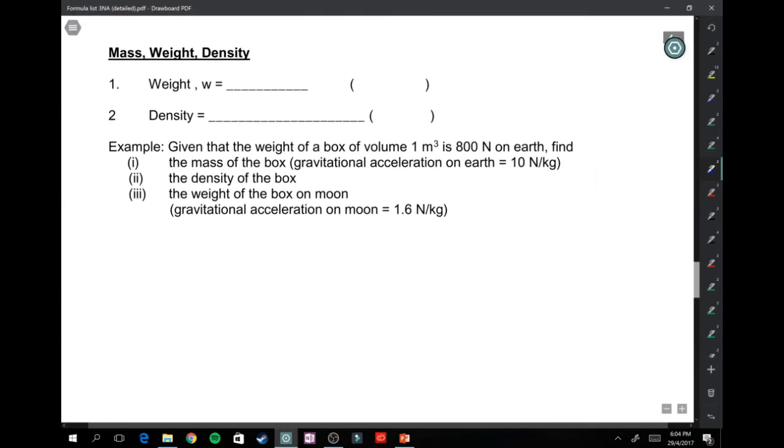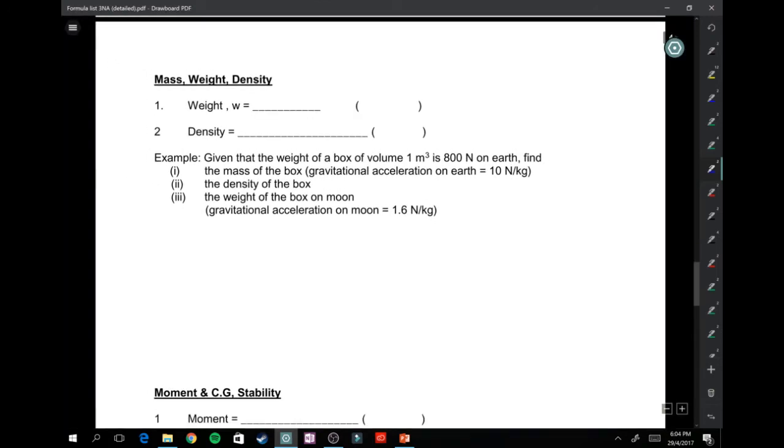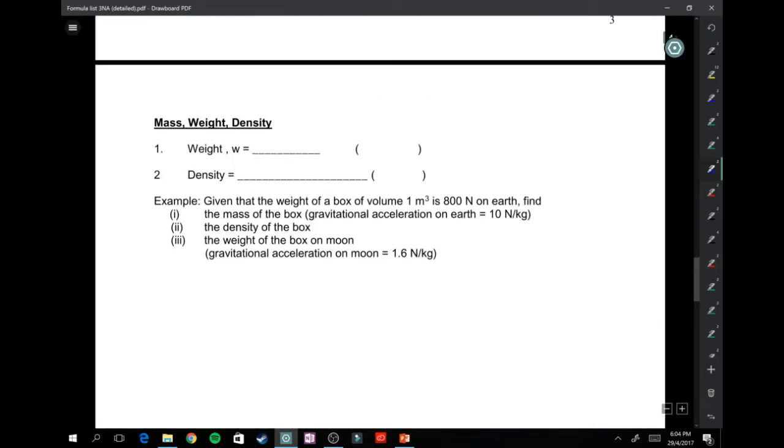Now we come on to page 4, in which we deal with mass, weight, density and moments. So we're near the end.